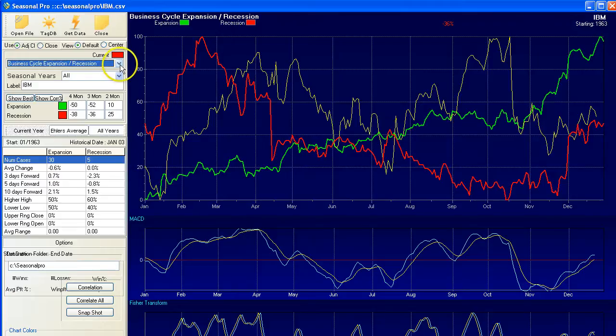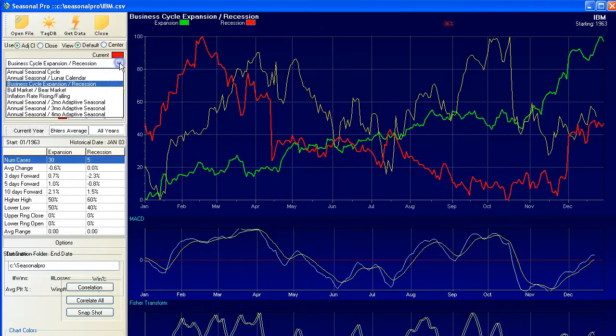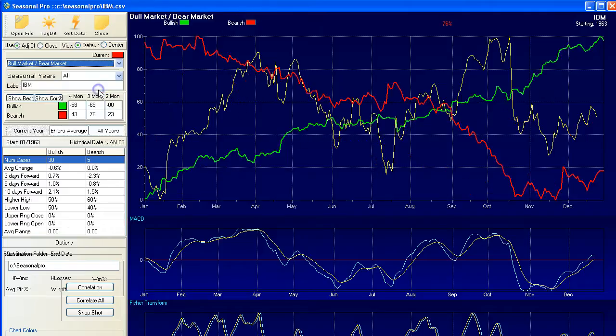But the factor seasonals tell you, uh-oh, be careful. This is information you can't get anywhere else. It's secret unless you have information like this type of program. So it's like an X-ray machine that can take apart the market and show you where the bullish and bearish tendencies usually come in. We could also take a look at a bull-bear market seasonal.